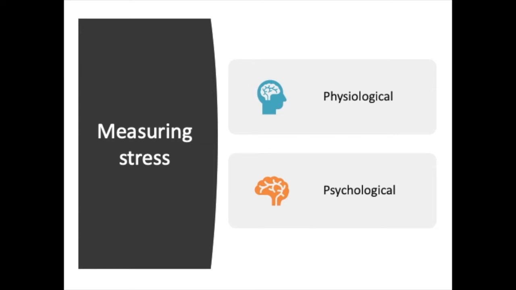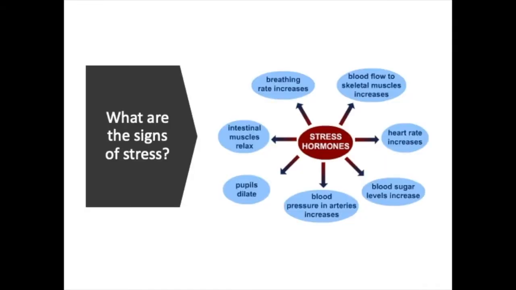Okay, now talking about physiological. Let's recap back on signs of stress. When you're stressed, the body releases hormones. So if you want to know someone's level of stress, you check the level of stress hormones in their body. The higher the level of stress hormones, the more stressed out they are.